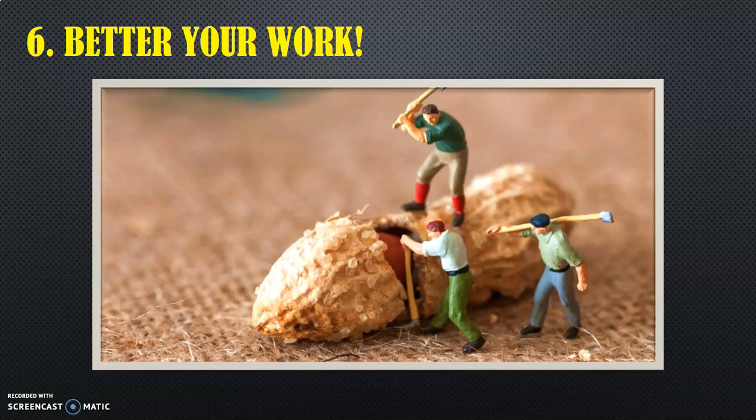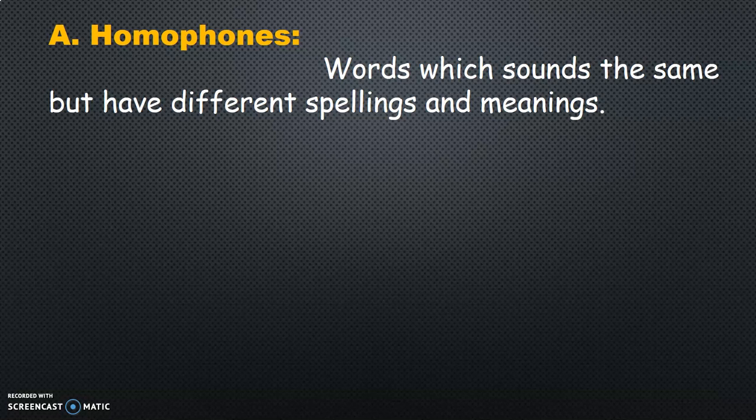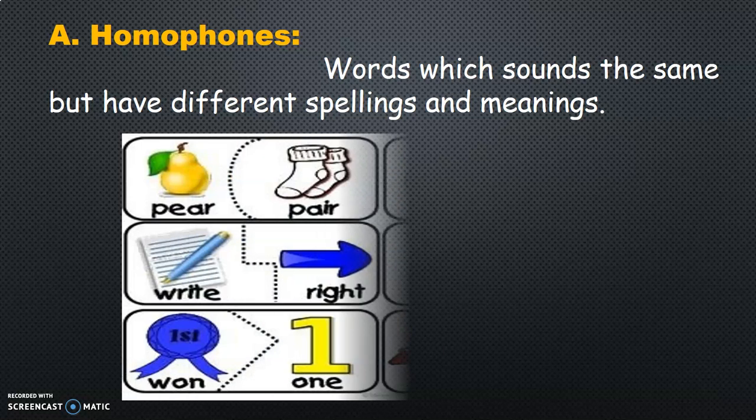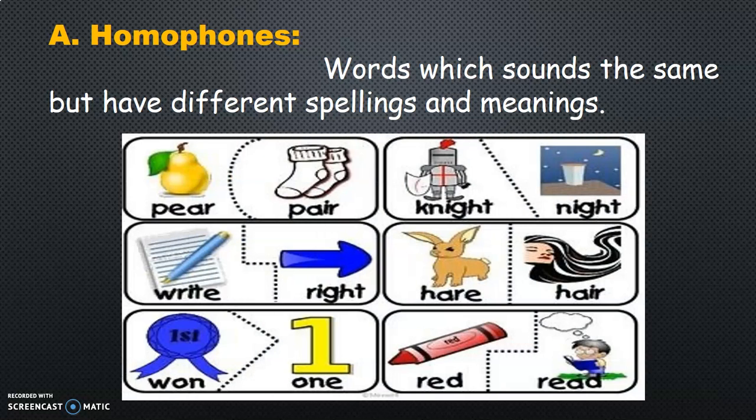That is the last one, but which is divided again into three parts. That is better your work. Now, what does it mean? See the first part, that is A1, homophones. Now, what do you mean by homophones? Homophones means words which sound the same but have different spelling and meaning. Means the words which have the same pronunciation but the spelling and the meanings are totally different.